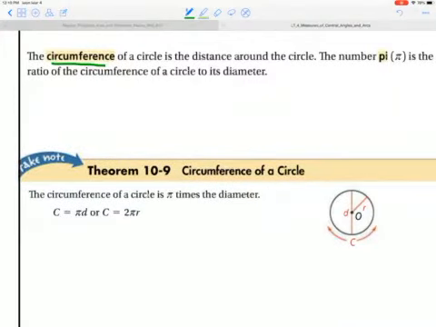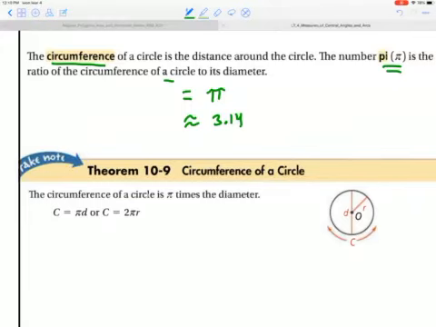Circumference of a circle is the distance around the circle. It acts like the perimeter, it's just we call it circumference since we don't have sides. The number pi is the ratio of the circumference of the circle to its diameter. Pi is an irrational number, so we use pi, it's exactly pi, or we use an approximate 3.14. So keep that in mind, because we want exact answers sometimes, and we'll put answers in terms of pi, or we want approximate answers, and we'll round our decimal.